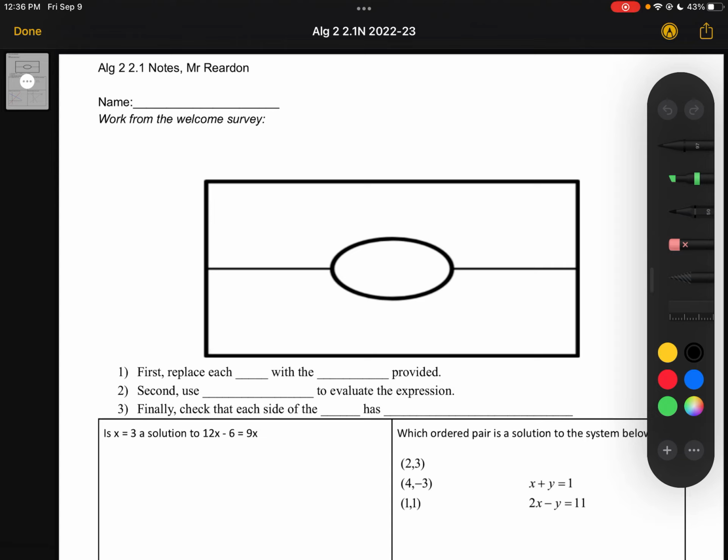After watching this video, hopefully you should be able to successfully plug into an equation and check for balance, and also plug into a system of equations and check for balance there. So first things first, system of equations.